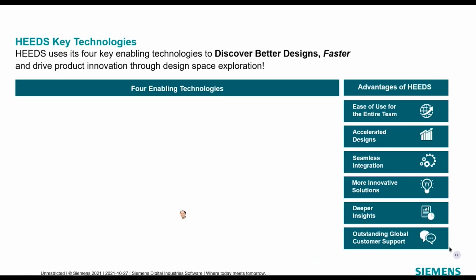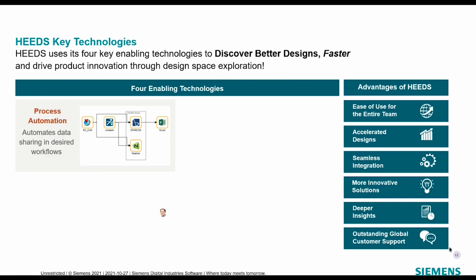When we're talking about HEEDS, we like to talk about four enabling technologies that are in the DNA of HEEDS. And the first enabling technology is what we call process automation. And what do we mean by process automation? It is that we can create workflows of many different CAD tools or CAE tools, okay? And we can integrate them in a single architecture, okay?